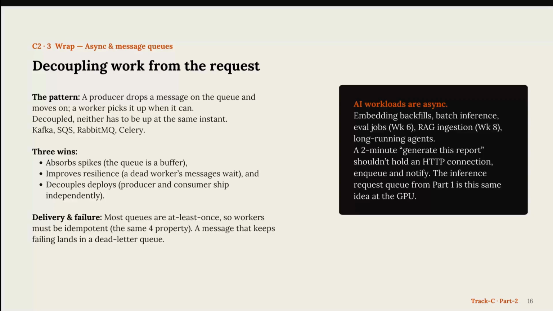Imagine you have a two-minute "generate this report" request. Ideally it will not hold an HTTP connection. It will enqueue and notify back saying that I have put it in the queue. The inference request queue from part 1 is the same idea as the GPU. You remember, a queue is nothing but first in, first out. You're standing at the Starbucks coffee counter, you're first in the line, so your request gets served first.